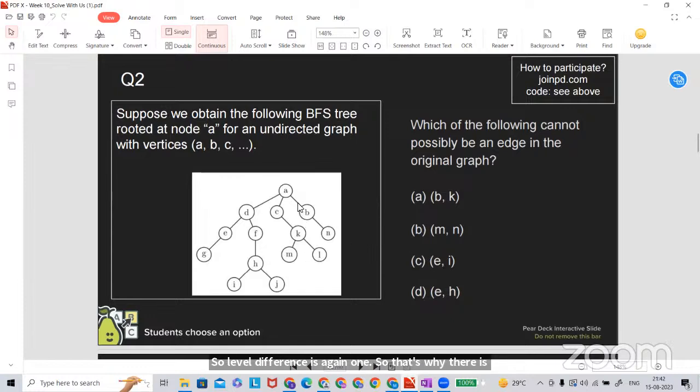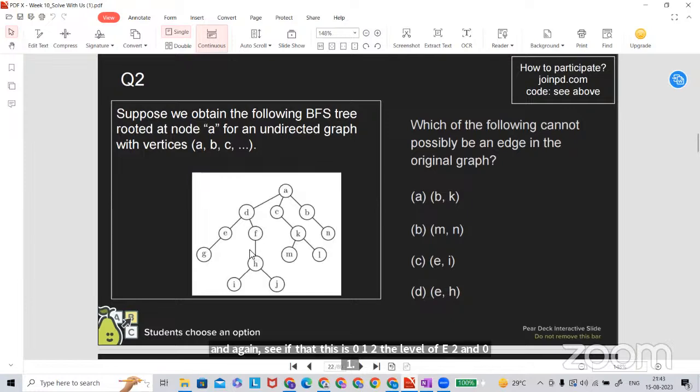E and I: where is E, and this is I we have. We just discussed that the level difference is 4. E and H again: see that this is 0, 1, 2. The level of E is 2, and for H, 0, 1, 2, 3.